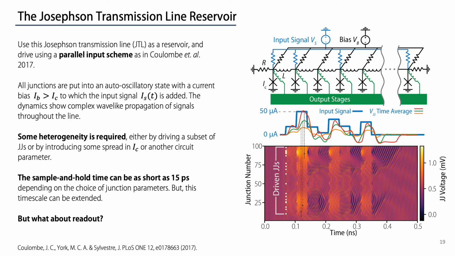As one can see, the sample and hold time can be quite short in the system, as low as 15 picoseconds, depending on the choice of the junction parameters. This timescale can be extended in order to make it more convenient to access the architecture from room temperature. Next, we ask, how are we going to read out the system?